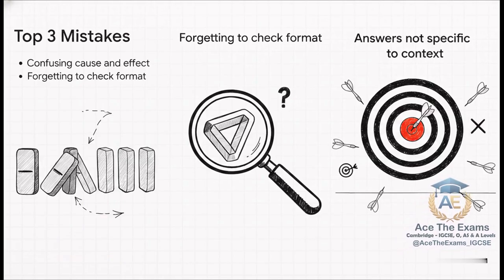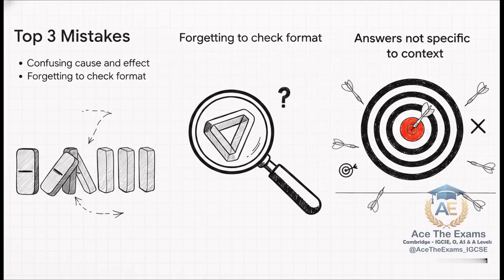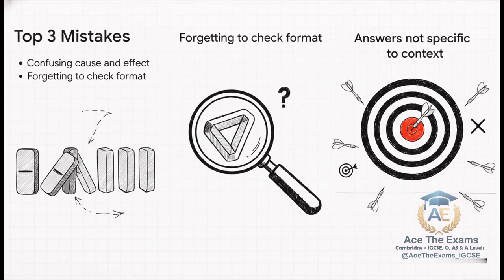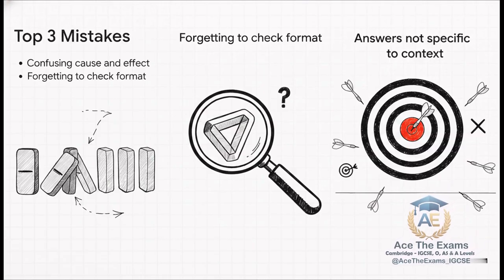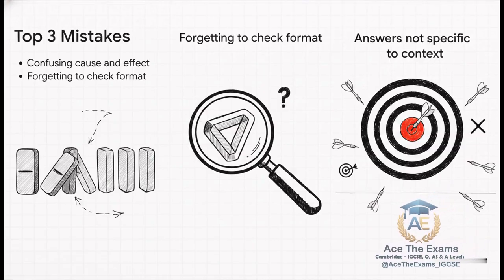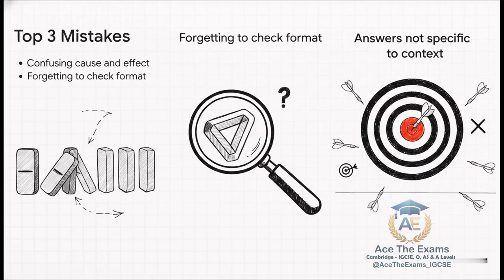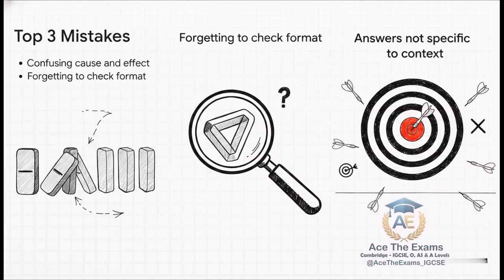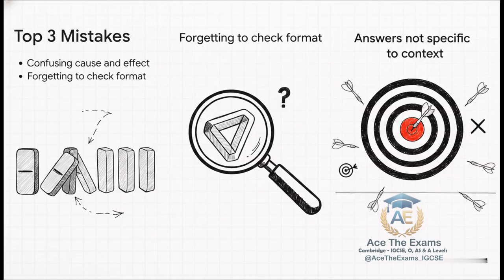Let's look at warning number 1, confusing cause and effect. In circle equations, this almost always looks like a student incorrectly manipulating the negative signs when pulling the center coordinates from the completed square bracket. Here's a classic mistake. If the bracket says x minus 3, the x-coordinate of the center is positive 3, not negative 3.